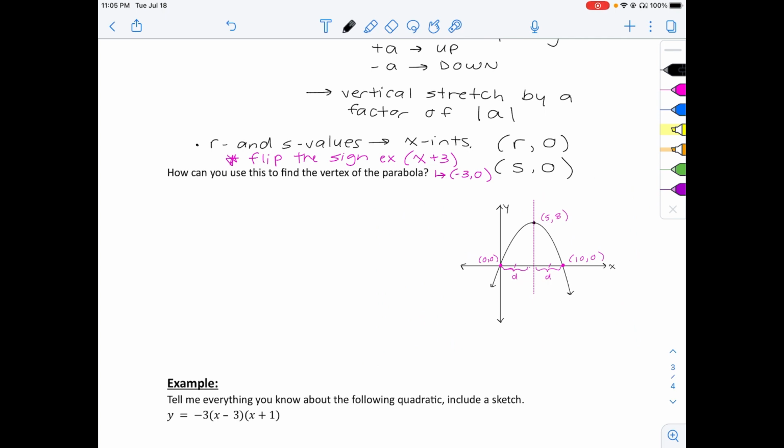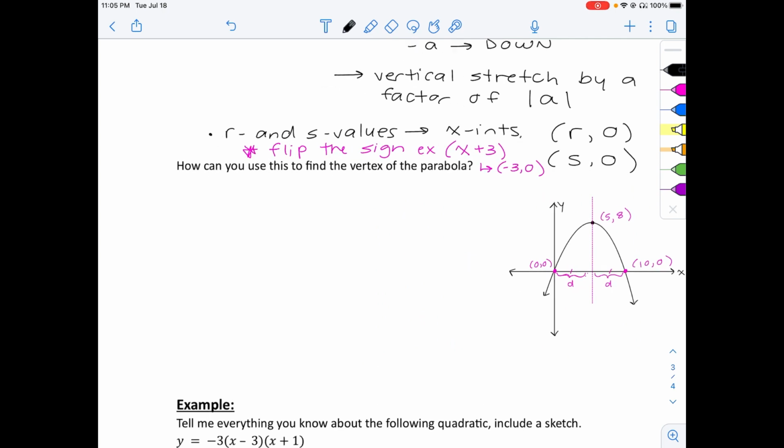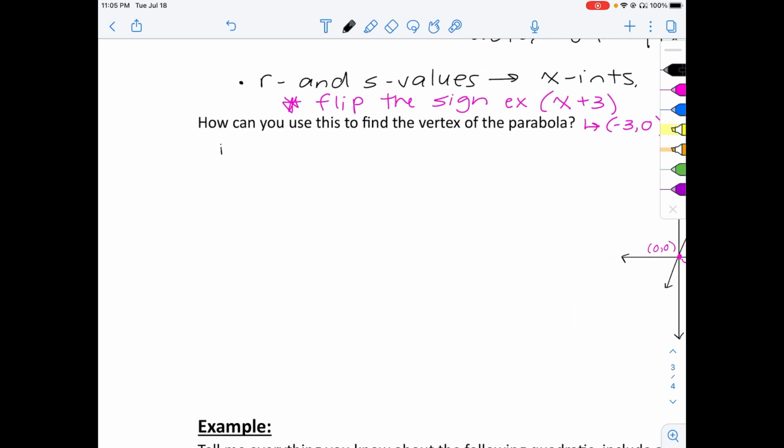So to find the vertex of a parabola from factored form, the first thing you are going to do is determine the x-intercepts, which again I said are (r, 0) and (s, 0). And again, the most important thing is remembering to flip the sign, because that is such a common mistake. I make that mistake sometimes too. If you don't flip the signs, then your calculation in the next step is going to be incorrect.